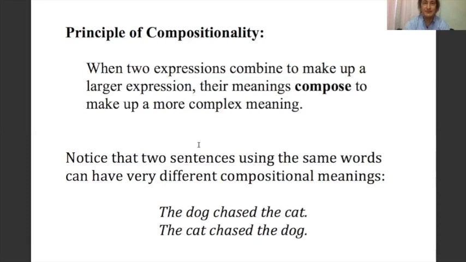Now, just based on this principle of compositionality, we can start to give the beginnings of an explanation for why sentences that use the same words can convey different meanings. So the dog chased the cat, for example, is very different from the cat chased the dog. Same words, different structures, different meanings. So compositionality tells us that somehow, by putting the words together differently, we end up composing a different meaning.